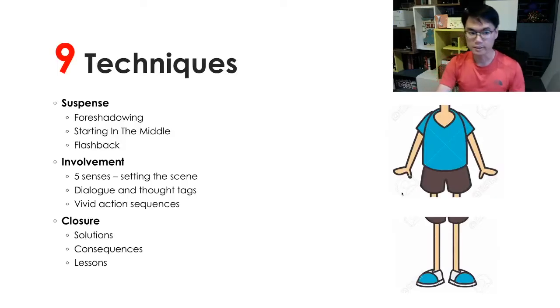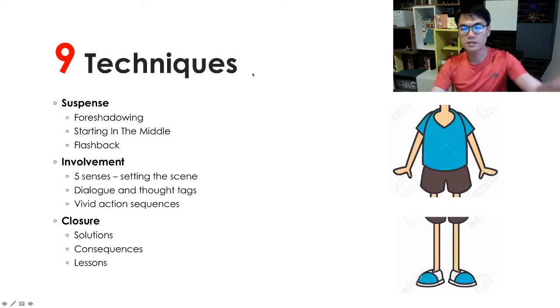So the 9 techniques are broken into 3 blocks, okay? And these 3 blocks, if you realize, I have broken into very familiar headings, the head, the body, and the legs or the tail or the conclusion of the story, alright?